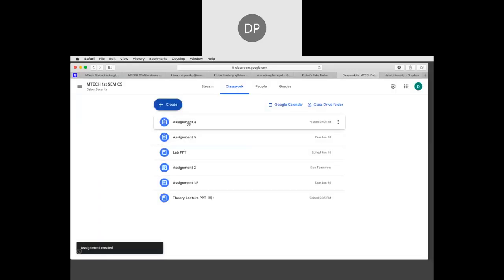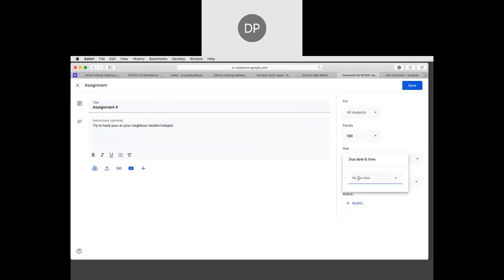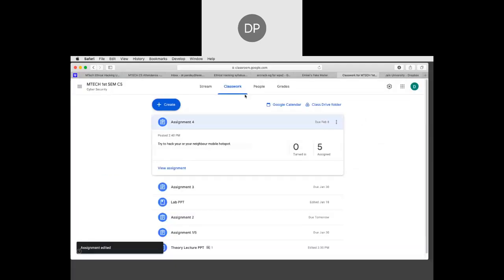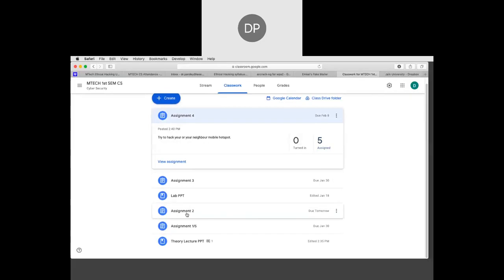So there will be only 4 assignments. Assignment 4 is due 8 February, assignment 3 is due January 13, assignment 2 is due tomorrow, and assignment 1 is now merging with assignment 5, and due is the 13th.